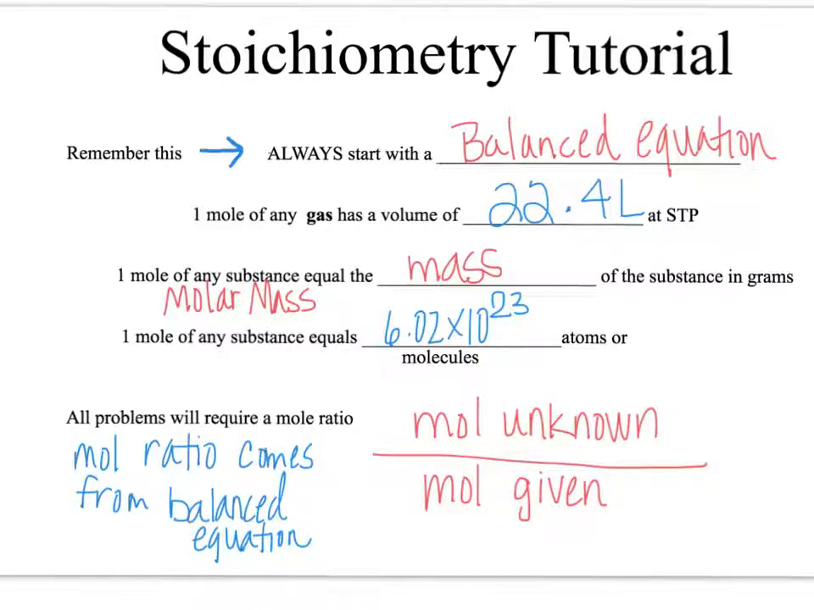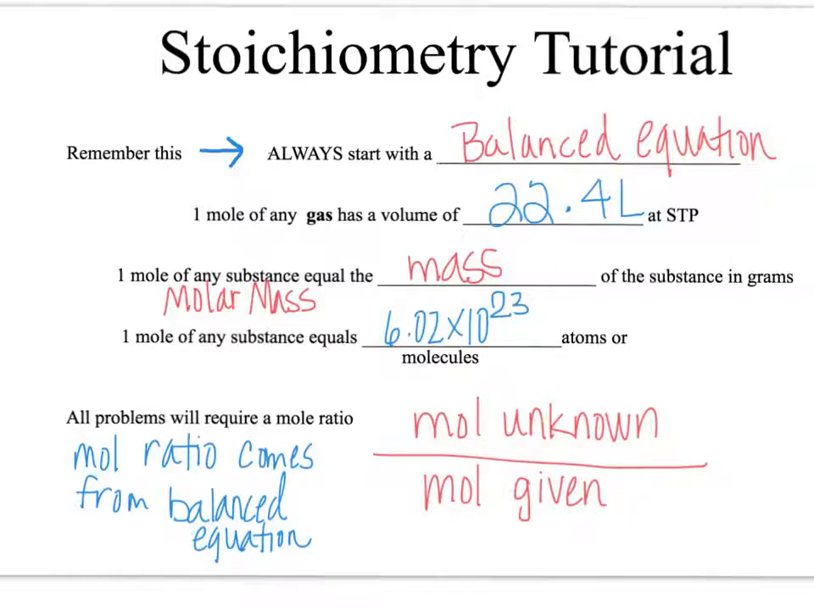All right, so the first step in all stoichiometry problems is we have to start with the balanced equation. Without that, we cannot work these problems and get them correct. And then we're going to need some conversion factors, and we've got several conversion factors that we could use.